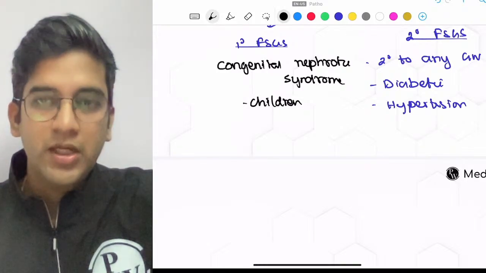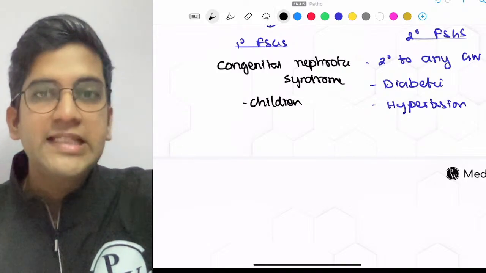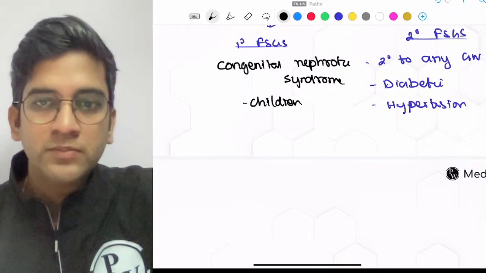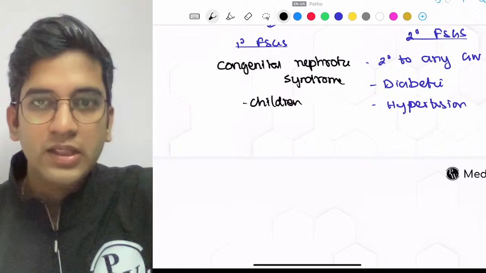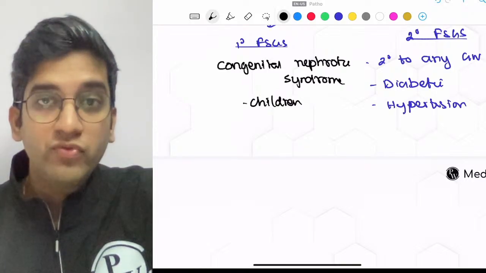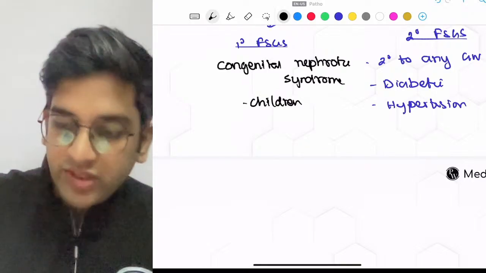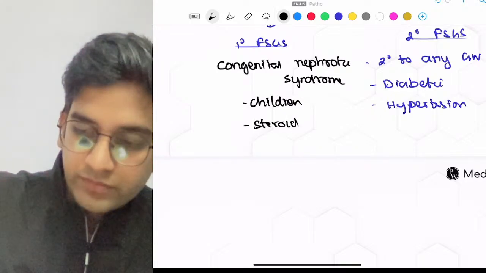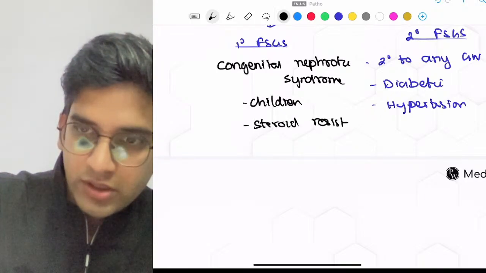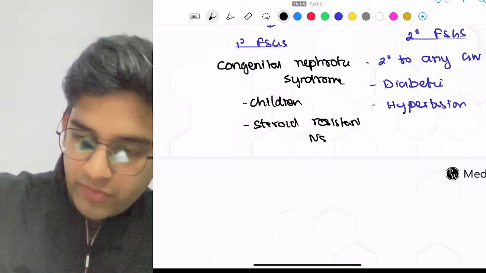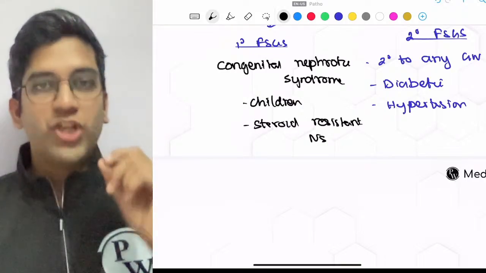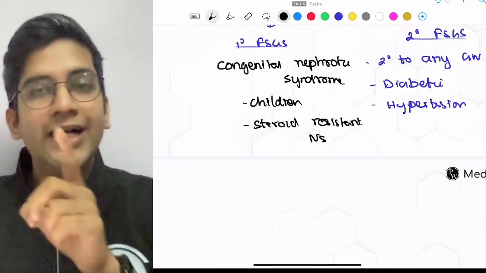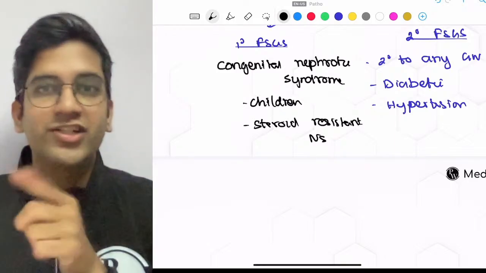You give steroids. Do you think steroids will work in these syndromes? Like I said, these syndromes are due to mutations. Do you think steroids will work? They don't work, right? Steroids don't work in patients with congenital FSGS. So these are also called, it's one subtype of steroid resistant nephrotic syndrome, right? Because whenever I see a child with nephrotic syndrome, I will be thinking of minimal change disease and I'll give steroids. But here they don't work, so we call it steroid resistant nephrotic syndrome.